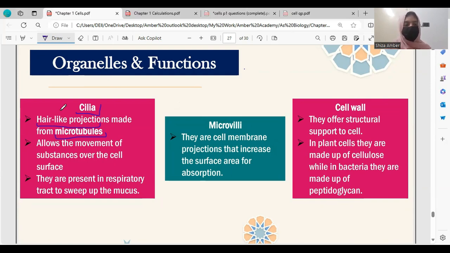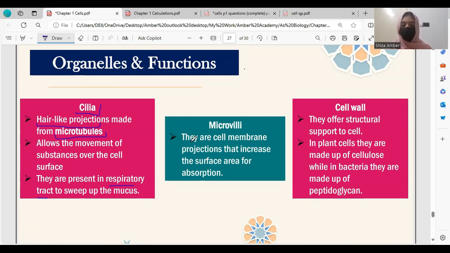All right, so cilia here like projections, they are also made up of microtubules, and cilia also has a similar function like flagella. It also allows the movement. So it is also a thread-like structure. So it helps in sweeping up the substances over the cell, and they're mainly present in respiratory tract to sweep up the mucus. So they are the hair-like projections, thread-like projections that will help to sweep up the mucus or any particle which is not needed in the body.